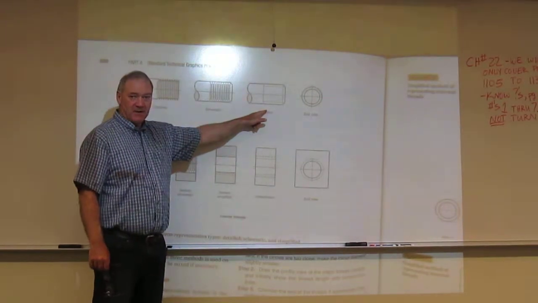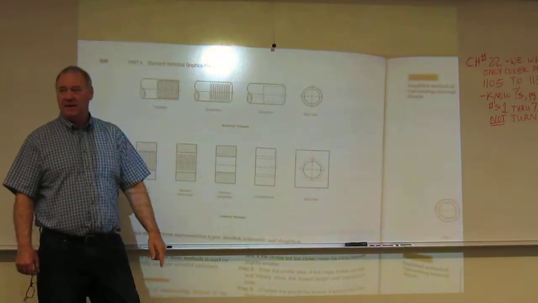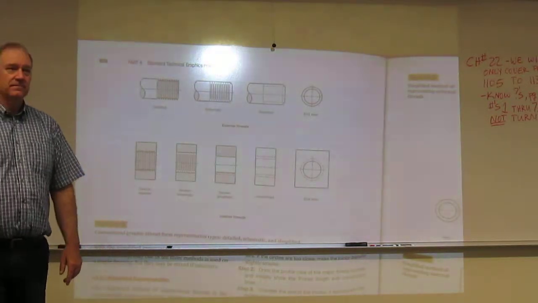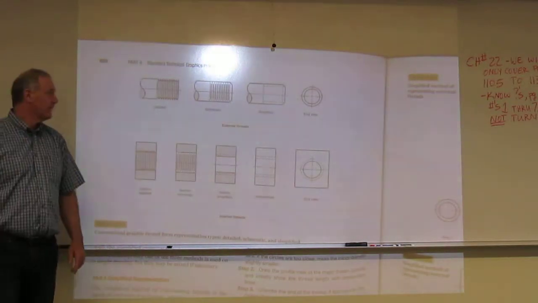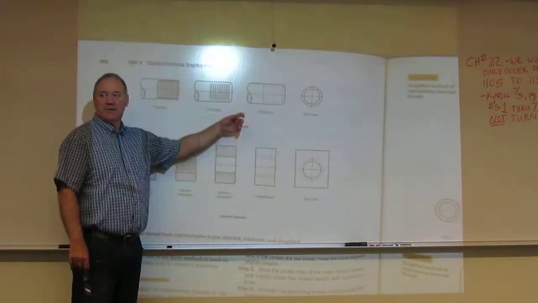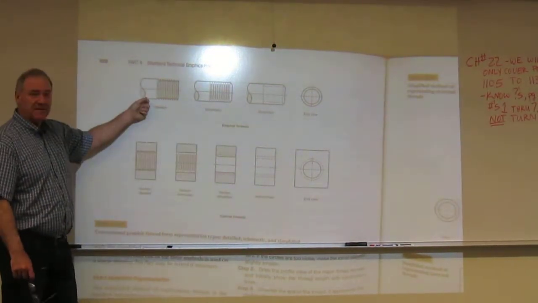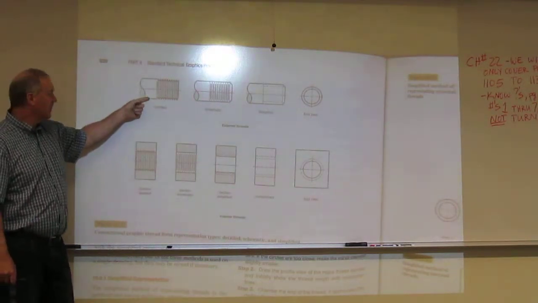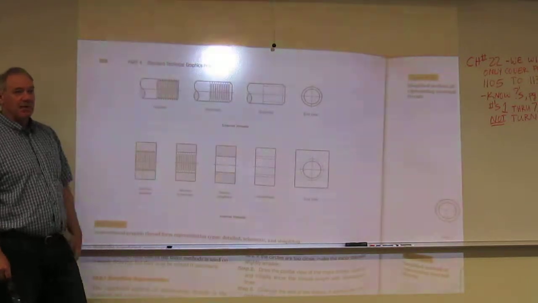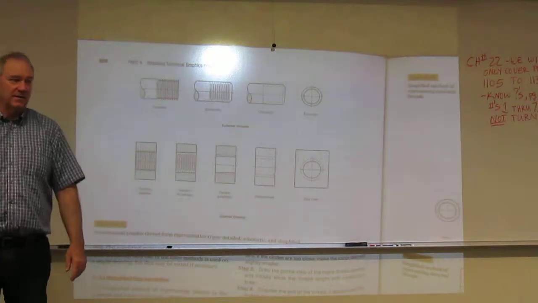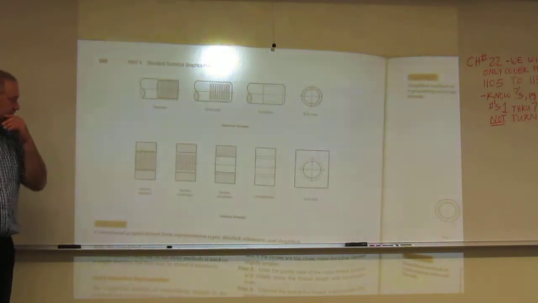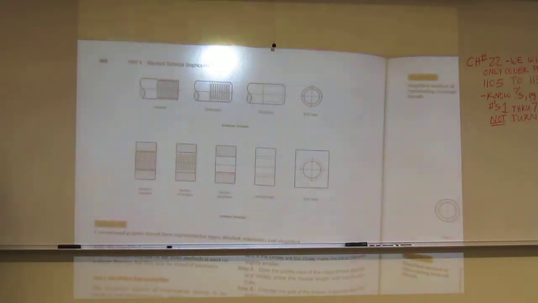You have the simplified representation, which is now the ANSI standard up to 1 inch diameter. Once you get larger than 1 inch, you go to the detailed representation, which is the closest approximation of how the thread looks. So know those three, and when to use them.